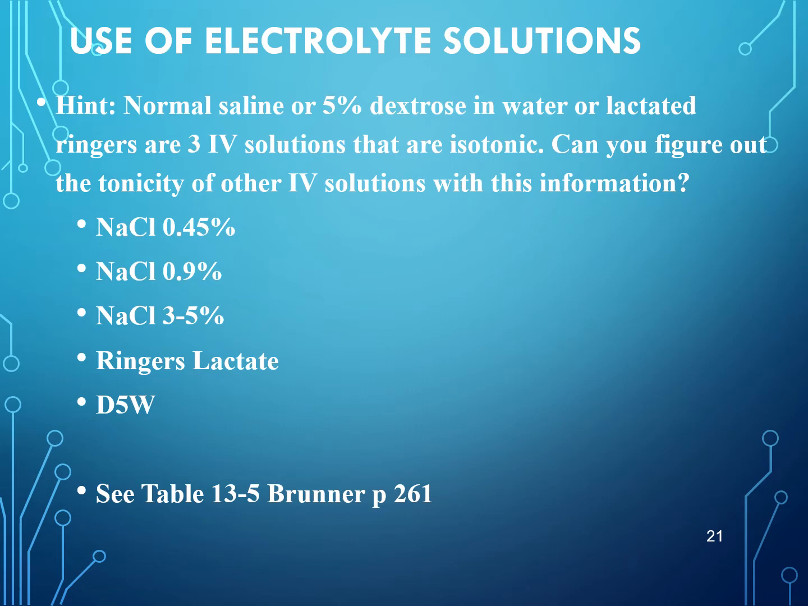Then we have NaCl 3 to 5%. This is a hypertonic solution. It's hypertonic saline. So 3 to 5%. It's got increased amounts of sodium in there. It corrects severe sodium depletion, and it decreases cellular swelling. It's given at a slow rate on an IV pump.